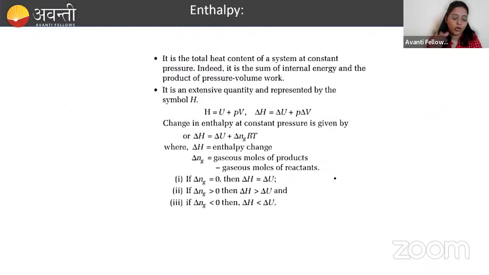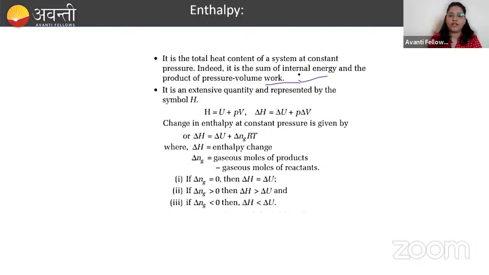Next. Now let's talk about the next quantity, that is enthalpy, which is very, very important in understanding chemical reactions. You know that enthalpy is the total heat content of a system at constant pressure. Whenever you measure enthalpy, the pressure is constant. So it is the sum of internal energy and the pressure-volume work.